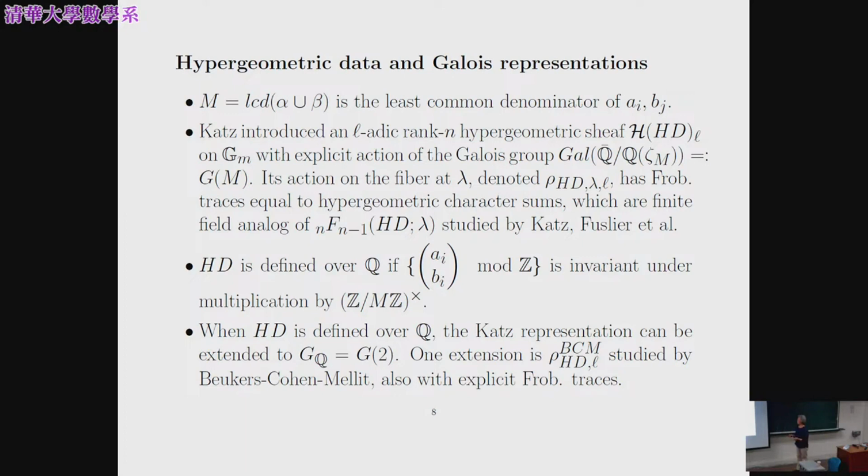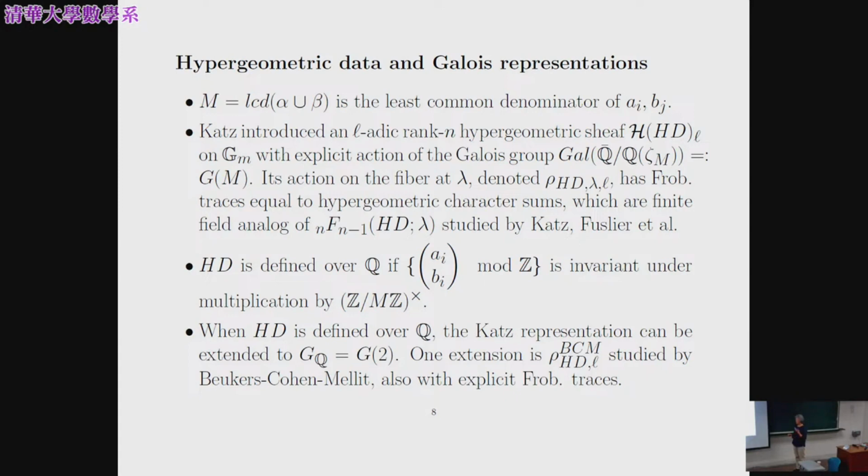So the key point here is that when the data is defined over Q, then the representation originally defined for the Galois group of the cyclotomic field can be extended further all the way down to the Galois group of Q. And there are several such extensions. One such extension is very special. It's studied by Beukers, Cohen, and Mellit. And we call that the BCM representation attached to the datum HD.